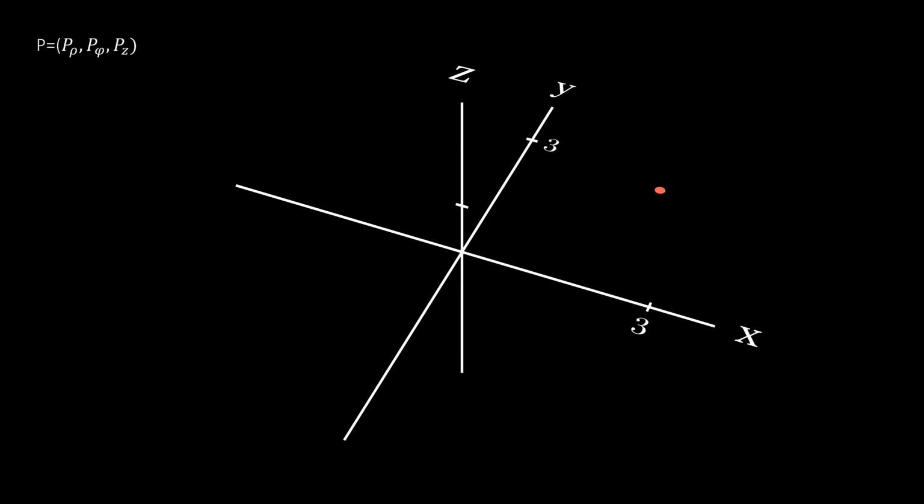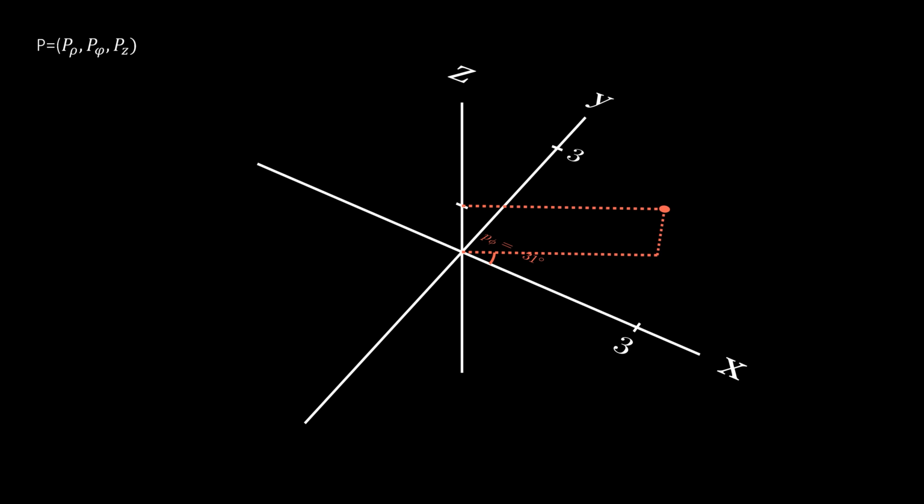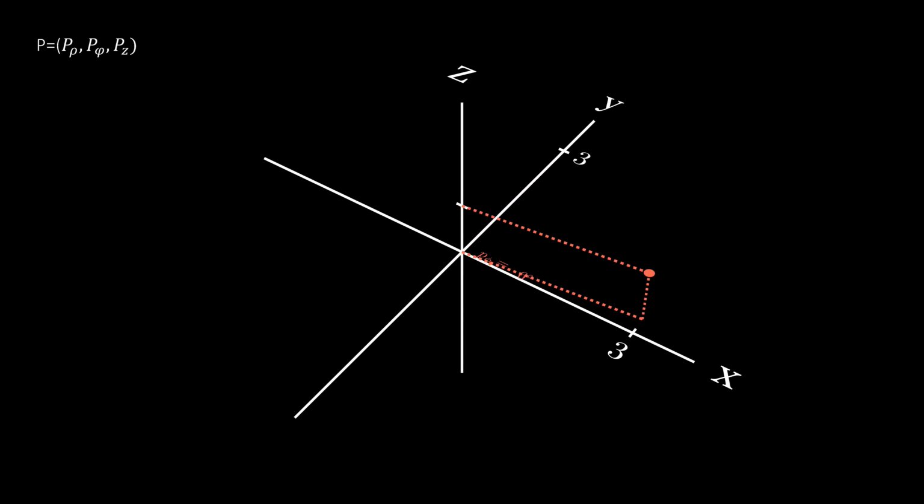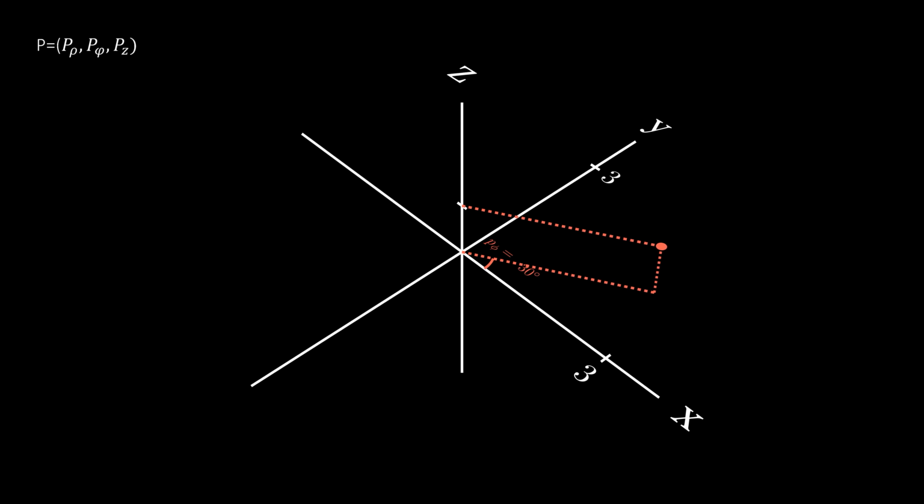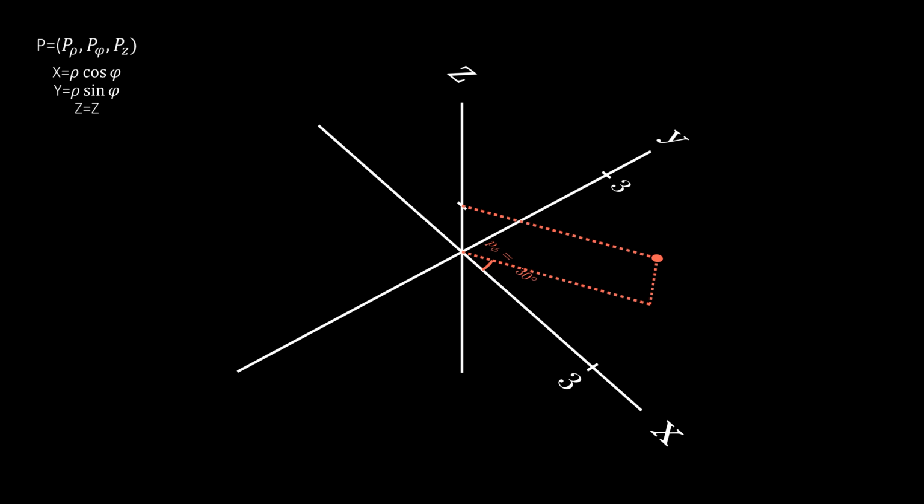Rho is the distance between the point and the z-axis. Phi is the angle that the line from the origin to the point on the xy plane makes with the positive x-axis, and z is the same as in Cartesian system. Now to transform a point from cylindrical to Cartesian, x equals rho cosine phi, y equals rho sine phi, and z in cylindrical equals z in Cartesian.